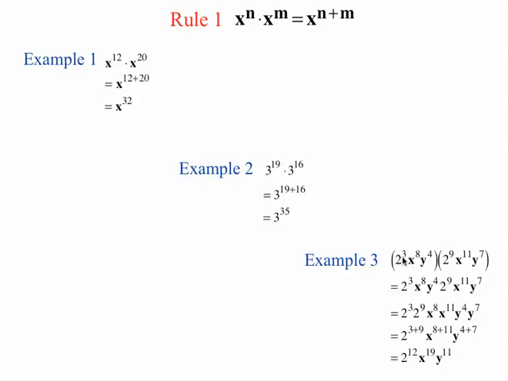And notice you can just skip from the first step down to the answer. So 2 to the 3 times 2 to the 9, add the exponents, 2 to the 12. x to the 8 times x to the 11, add the exponents, x to the 19. y to the 4 times y to the 7, add the exponents, y to the 11. And that's it for rule number 1.